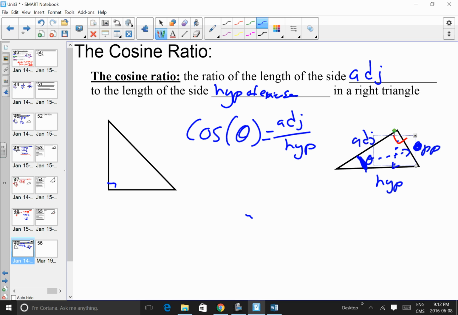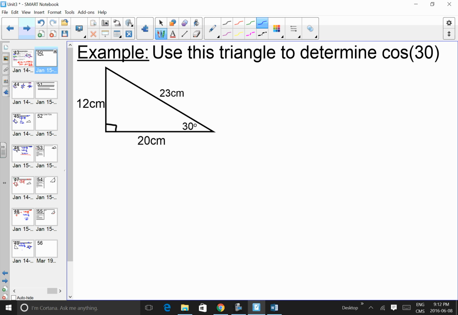Right, and a quick little same example. Let's determine the cosine of 30. So this is my 30-degree angle. Let's label our triangle. The side my angle is looking at is always my opposite. The right angle always looks at the hypotenuse. My leftover is my adjacent.